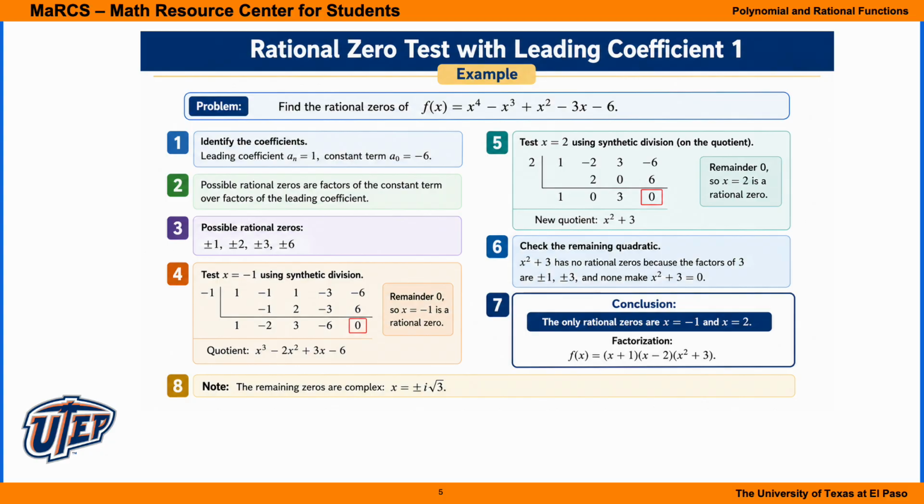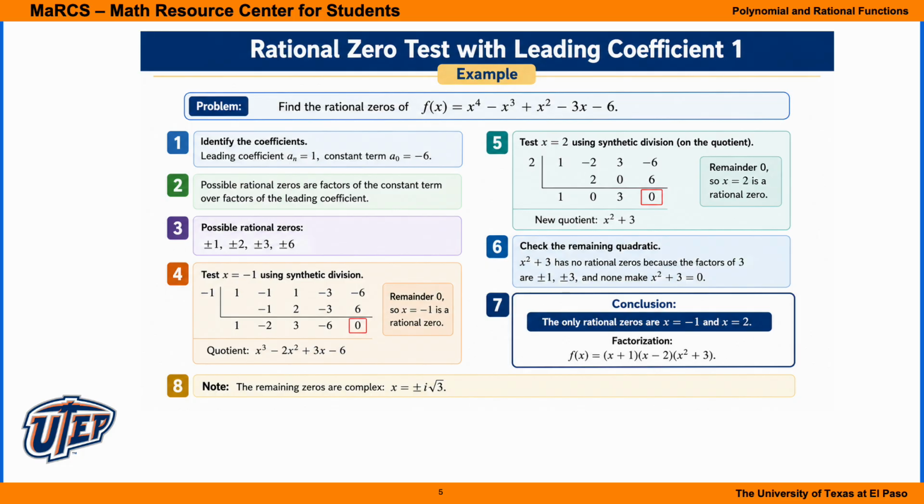We drop the 1. 1 times 2 is equal to 2, so negative 2 plus 2 is equal to 0. 0 times 2 is equal to 0, so 3 plus 0 will give us 3. And 3 times 2 is equal to 6, so negative 6 plus 6 is equal to 0. So since we have a remainder of 0, x equal to 2 is a rational 0. So our new quotient will be x squared plus 3.